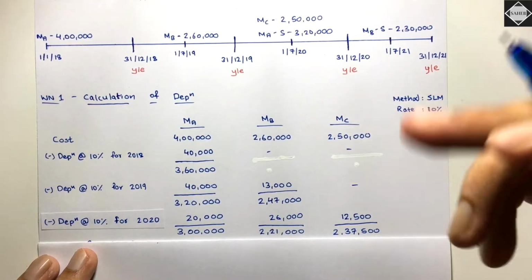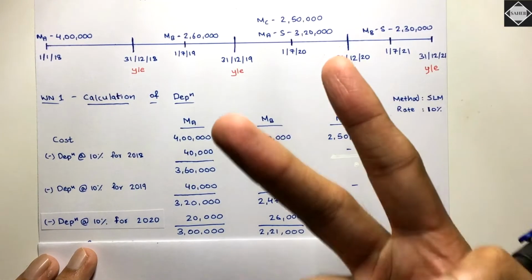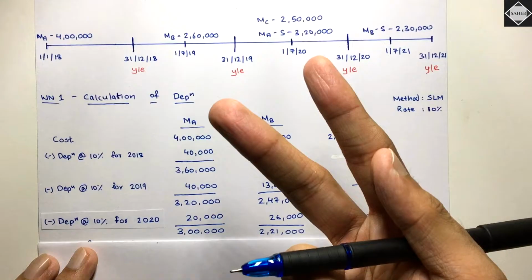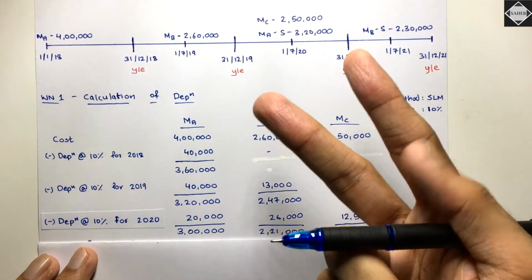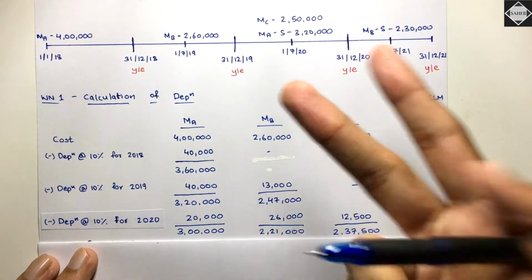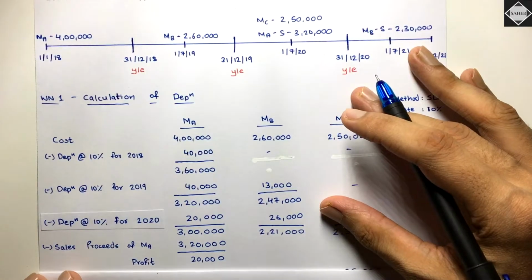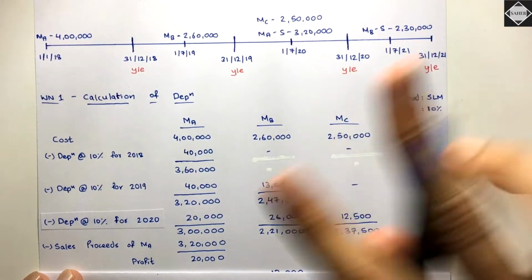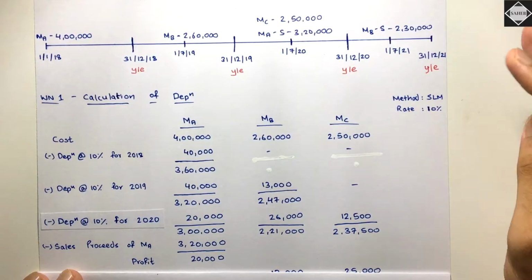Now what you have to do? You have to calculate profit or loss on disposal. Two procedures are completed. You calculated the depreciation on the asset which you have sold, and you calculated the WDV on the date of sale. Now calculate how much profit or loss you have made. How do you do that? You have to compare the book value with the sale value, right?